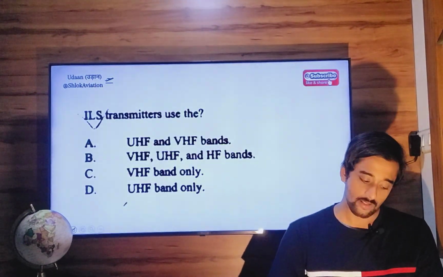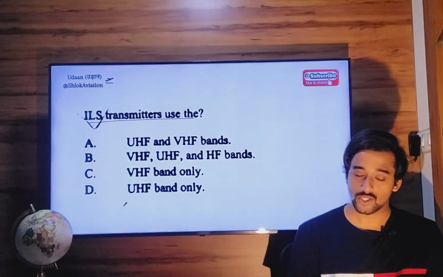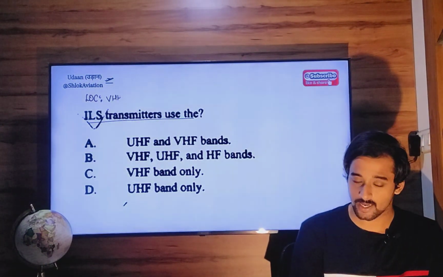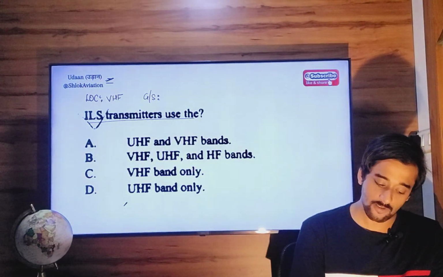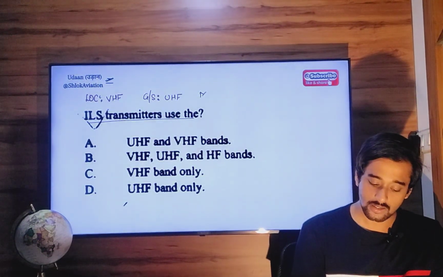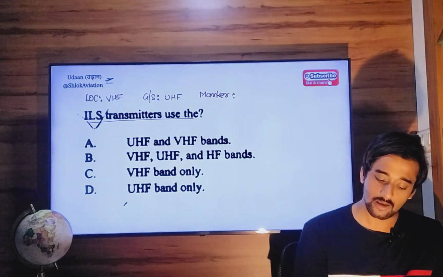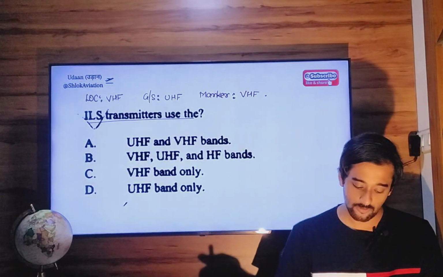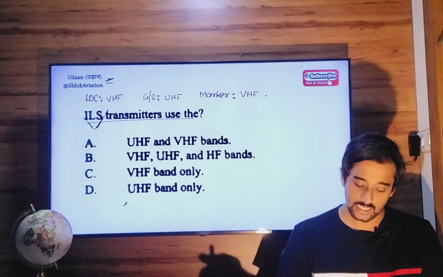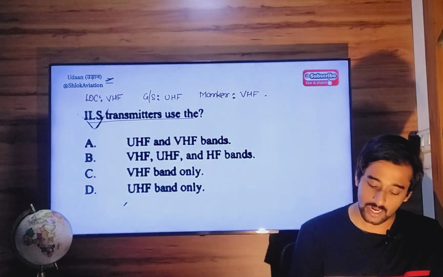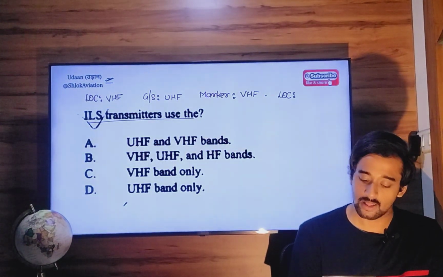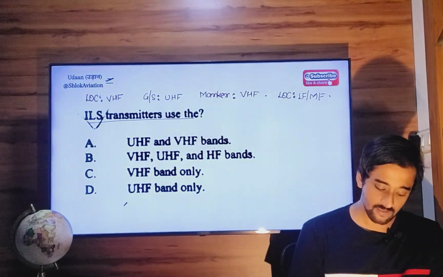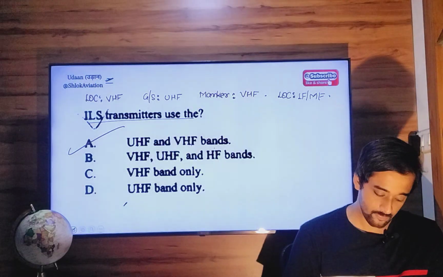Next, 112. ILS transmitters use what bands? First, the localizer operates in the VHF frequency band. Your glide slope operates in the UHF frequency band. The marker beacons operate in the VHF band again. In case they use compass locators in place of the outer marker, they will operate in the low frequency, medium frequency band. So UHF and VHF is the most suitable option, option A.